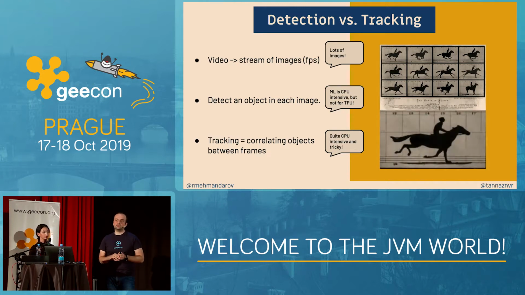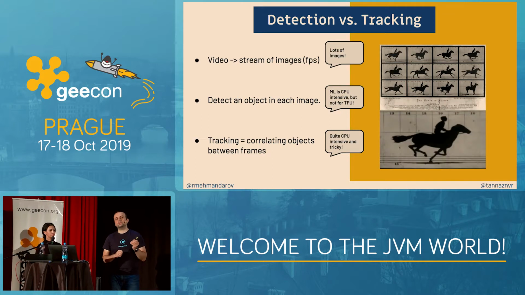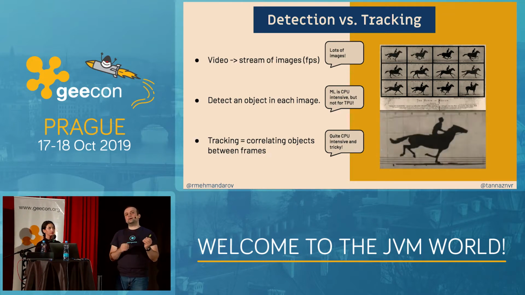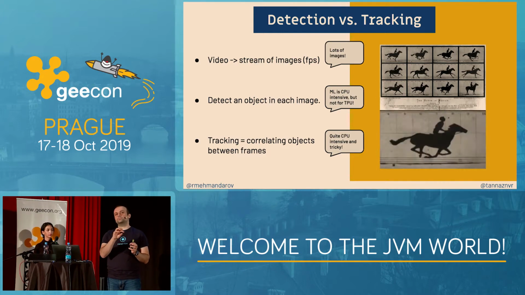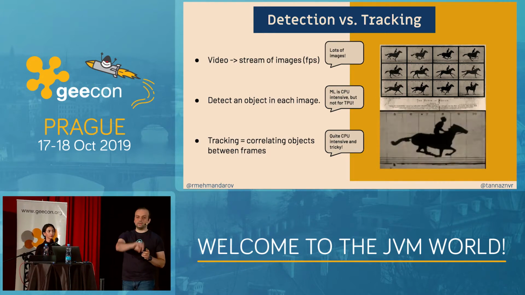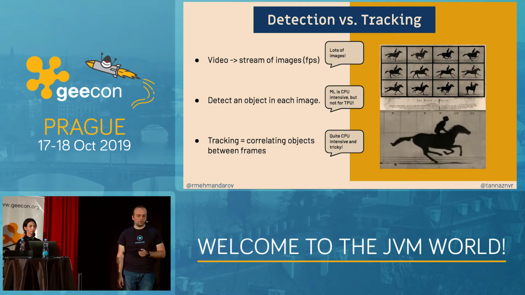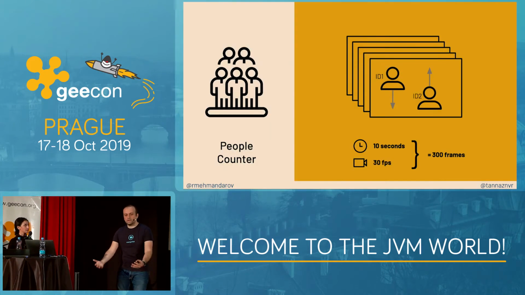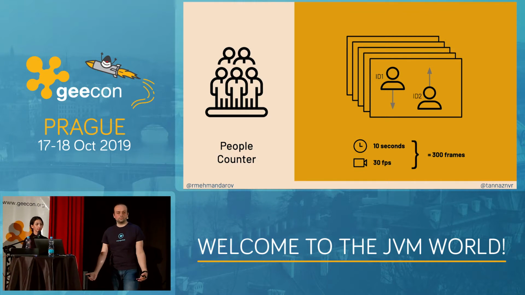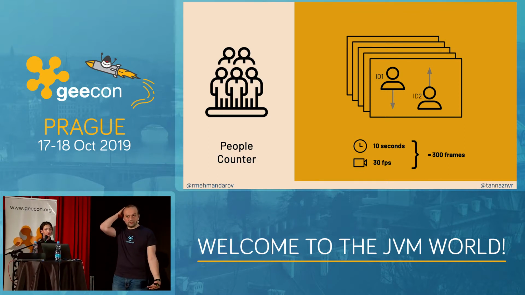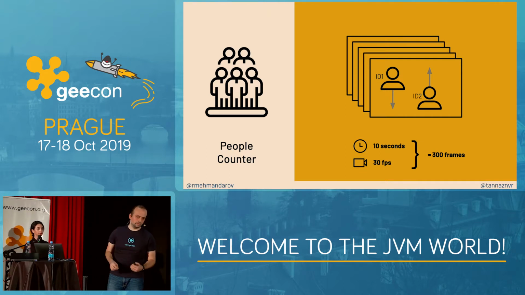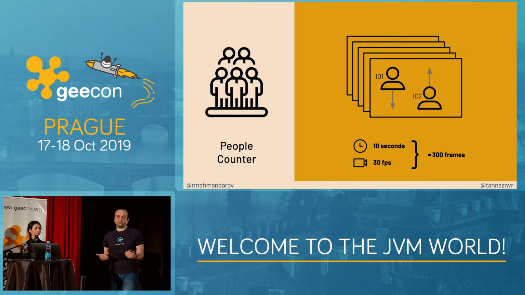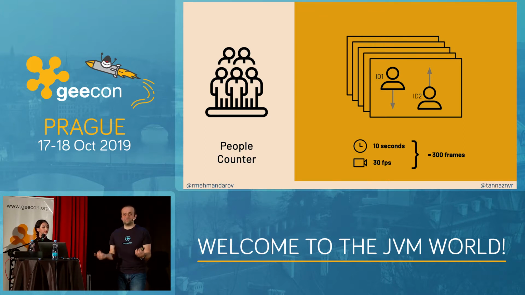Tracking, on the other hand, is a bit tricky, because now you have to look at a series of images, assign IDs to an object that you see, and track that object's movement through the series of images. If we talk about the people counter example, the project that we're playing around with, say you have a 10 second video with two people moving towards each other, and we are filming at 30 frames per second. You will be sitting there with 300 images of those two people.